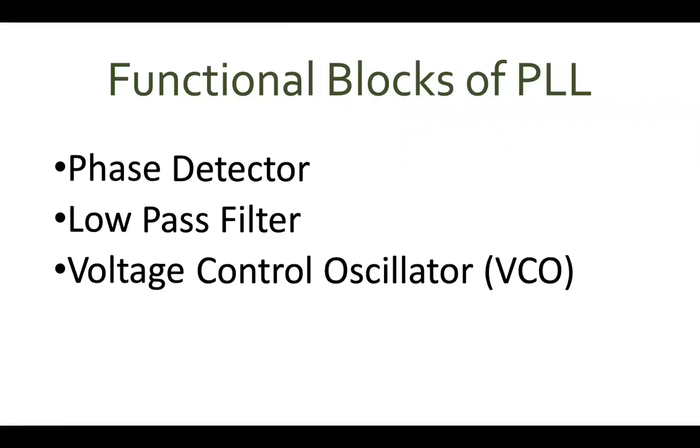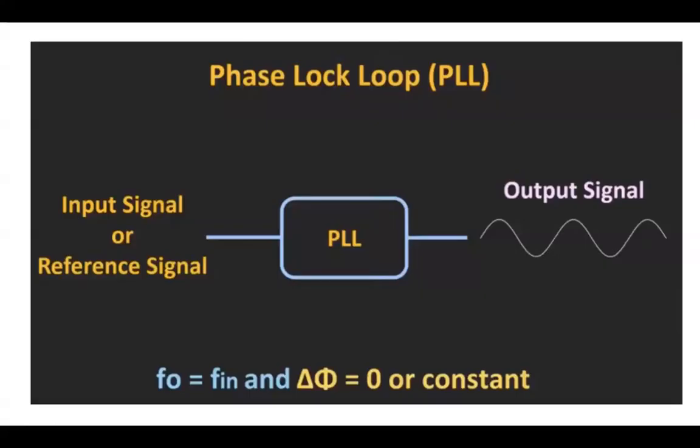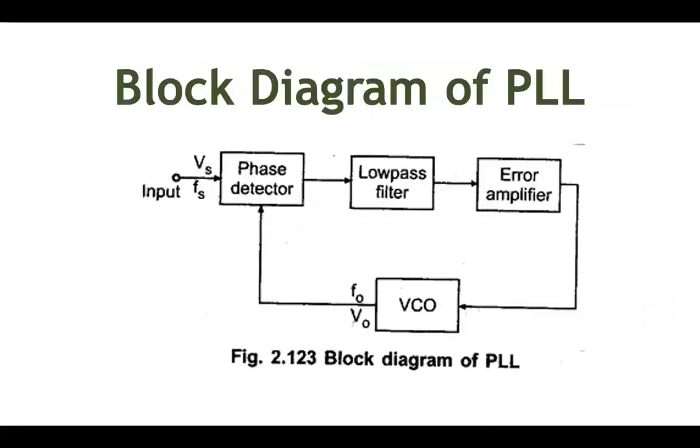Number one, phase detector. Number two, LPF. Number three, VCO. So these are the three main blocks. Okay. So I have not represented here. Yeah. In the next, I'll be representing. Yeah. So if a question is asked about PLL, right, or explain about PLL, so you can put this diagram.